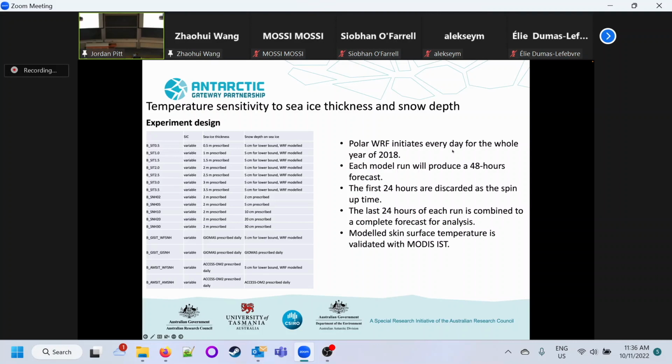We have said the first 48 hours is not very accurate. So the first 24 hours are discarded as the spin-up time, and we set up a lot of runs in 2018, initiated every day, and only the last 24 hours are combined into a completed year run for the analysis. And we compare the model against the MODIS measured ice surface temperature.